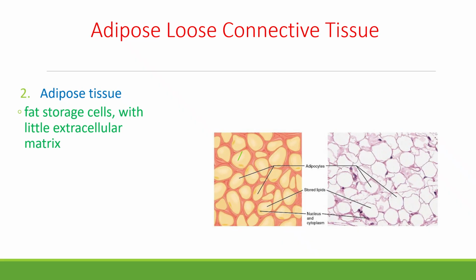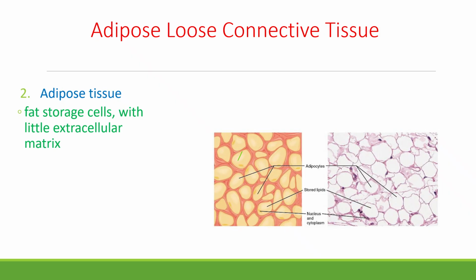Adipose loose connective. Adipose is all about fat storage. And you don't have a lot of extracellular matrix. So what you're looking at here, you see that yellow bubble in the drawing and the clear bubble in the picture. That's the fat. Fat does not pick up the dye, the stain that we use. And so it looks clear. And so it fills up the whole inside.